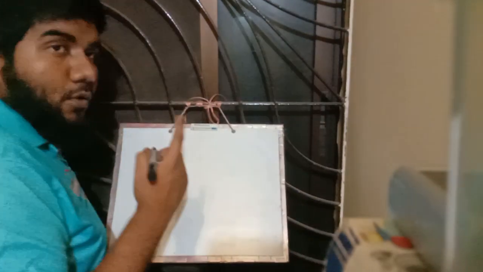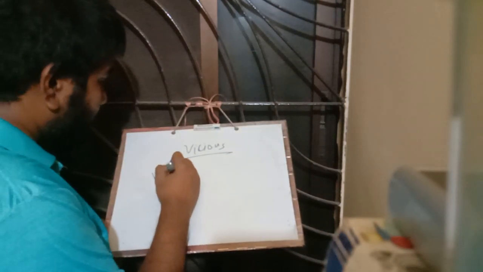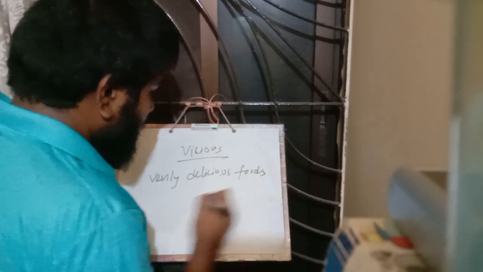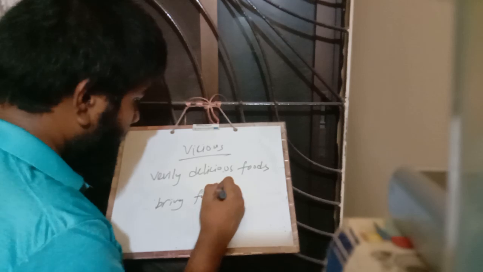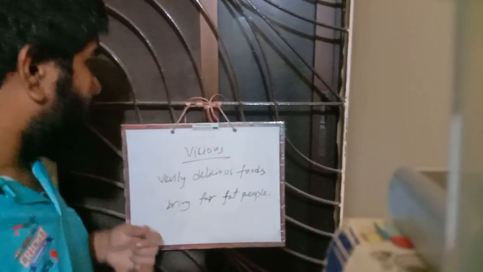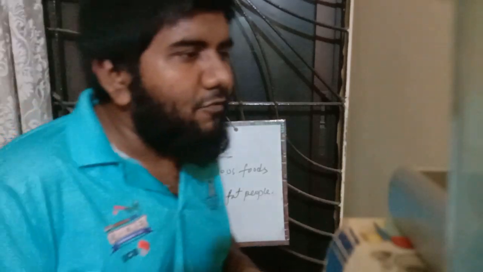Okay, so let's learn another word, vicious. Vicious is like verily. Verily means truly. Verily, truly delicious foods or delicious items bring pain for fat people. You know that fat people are always attracted to fast foods like junk food. They always try to eat them, and truly delicious food creates pain for them because the more they consume it, the more fatty they will become.